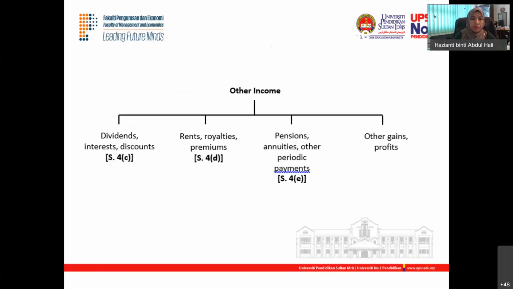This is what we are going to look at today. Other income: 4C, which are dividends, interest, and also discounts. 4D, rents, royalties, and premiums. 4E, pension, annuities, and other periodic payments. And also 4F, which is for other gains or profits which do not fall under these sections. You might have certain income that does not fall under these three sections, and we can compute the income under section 4F.